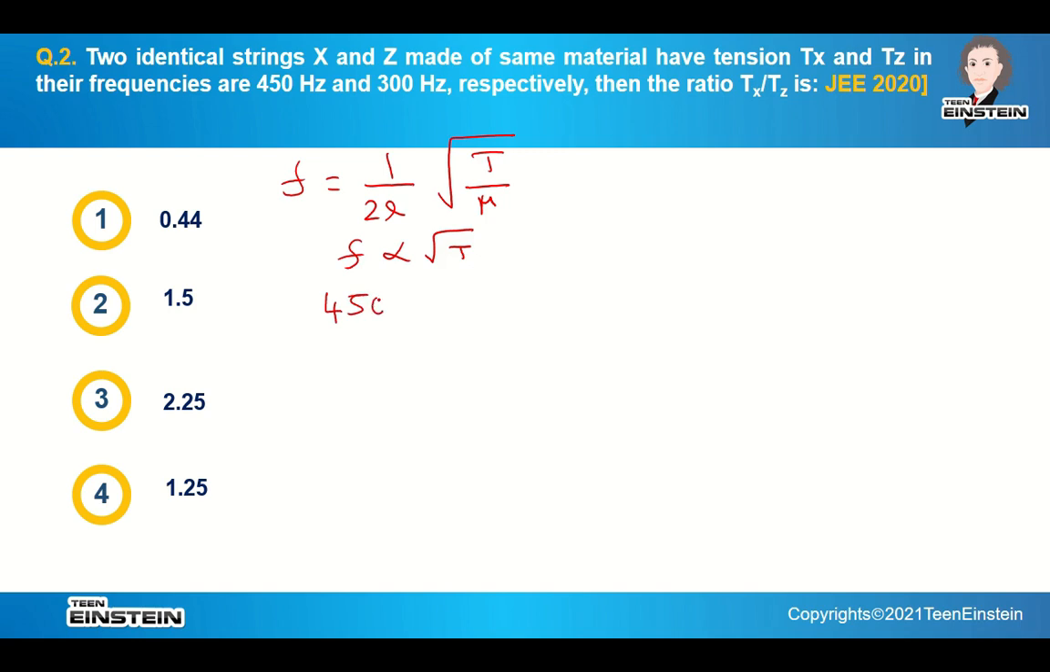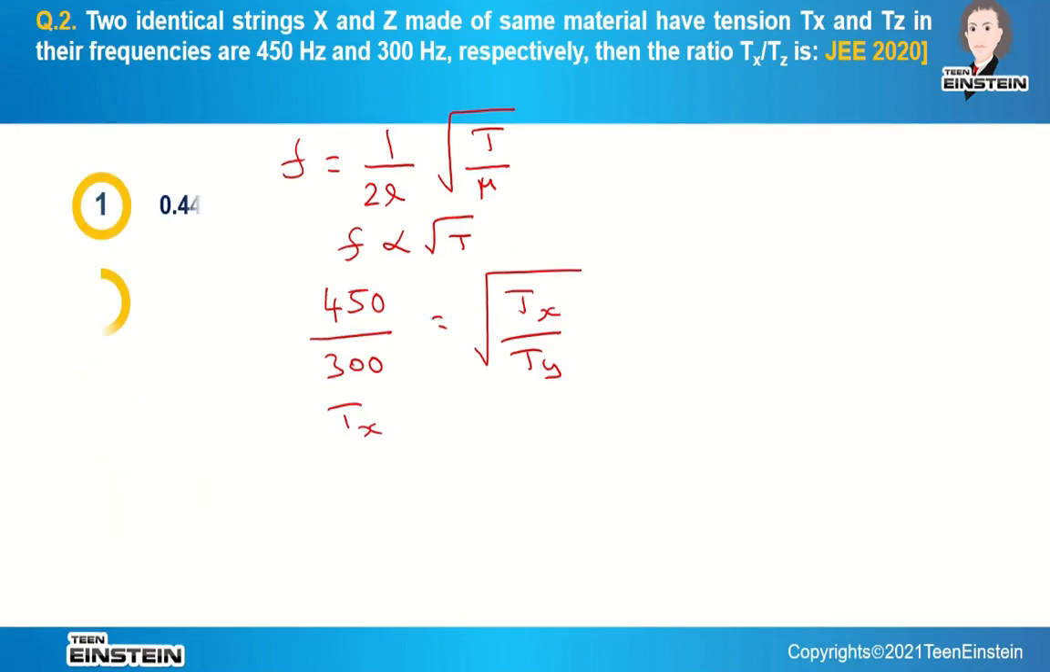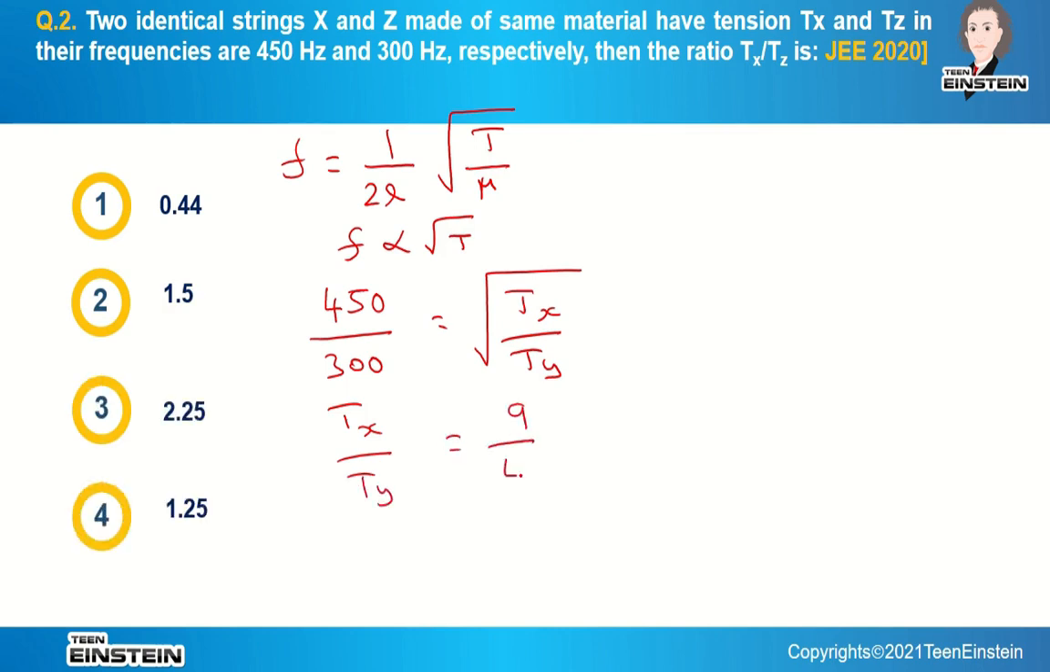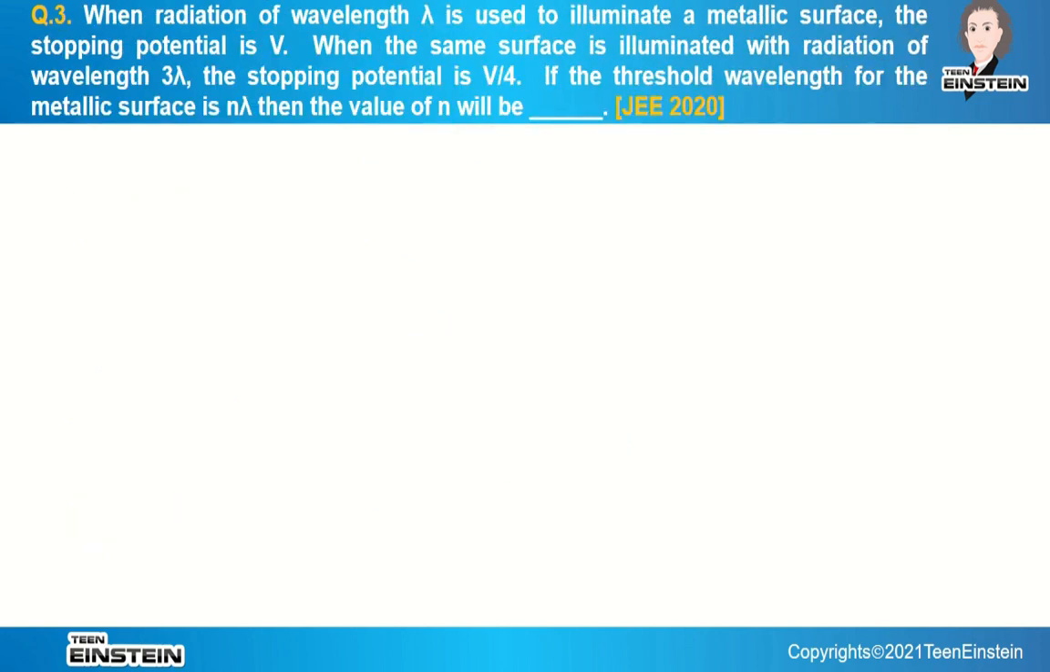So here for Tx the frequency is 450 and for Tz it is 300, so it will become root of Tx by Tz. Okay, so if you solve this square root, what you will be getting is Tx by Tz will be 9 by 4. Okay, so if you solve this, you'll be getting it as 2.25. So the correct answer is option 3, 2.25. Okay, so we'll move on with the next question.